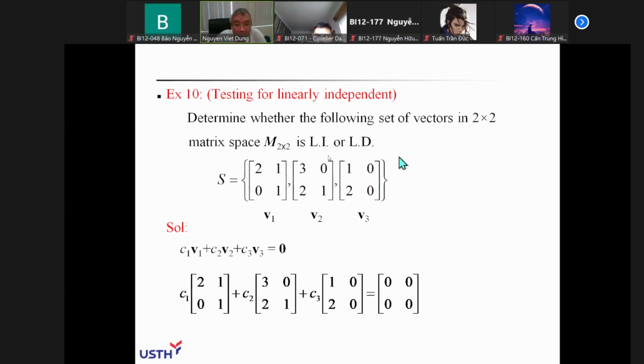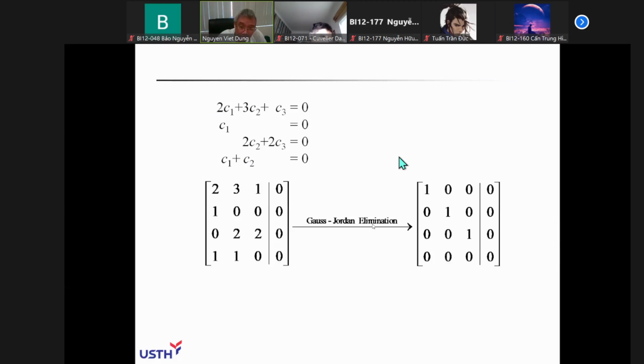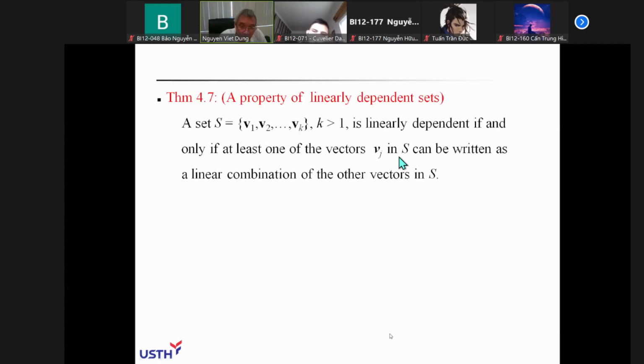And the 0 vector inside M2 by 2 is the matrix with 0, 0, and 0, 0 here. So we have c1 of that plus c2 of that plus c3 of that. And we get that system of linear equations. And if we solve it using Gauss-Jordan elimination, you get that one. And that one will show you the system has a unique solution. It has a unique solution, which means it has only the trivial solution, or otherwise the set is linearly independent. So that is some examples for you to verify which one is linearly independent and which one is not.